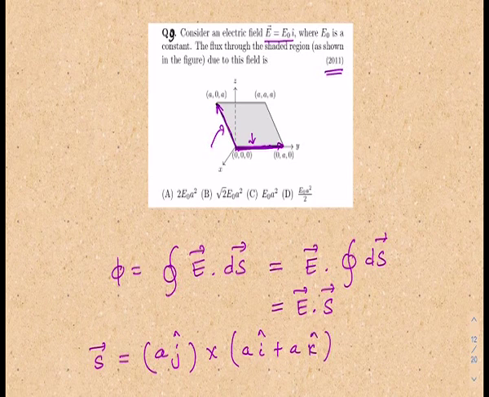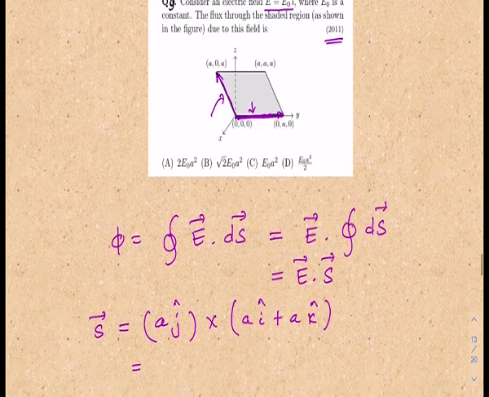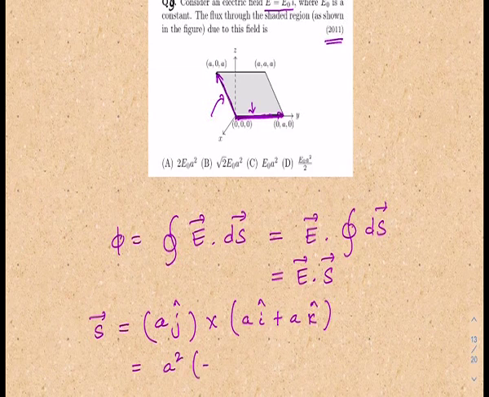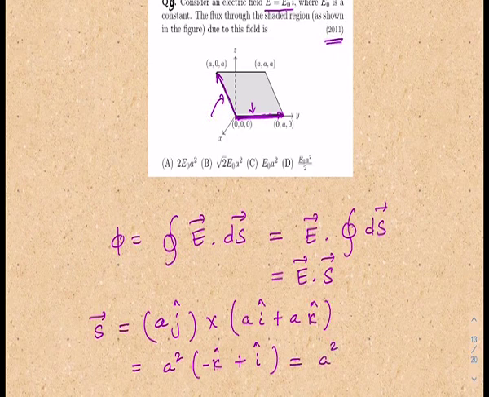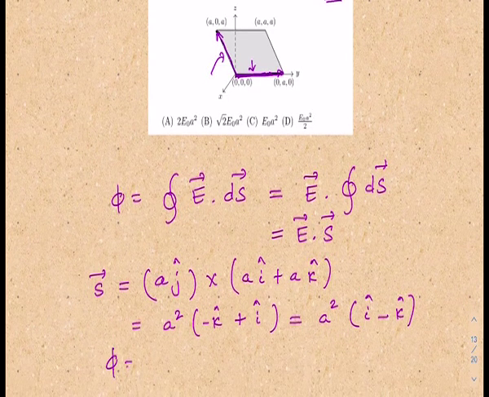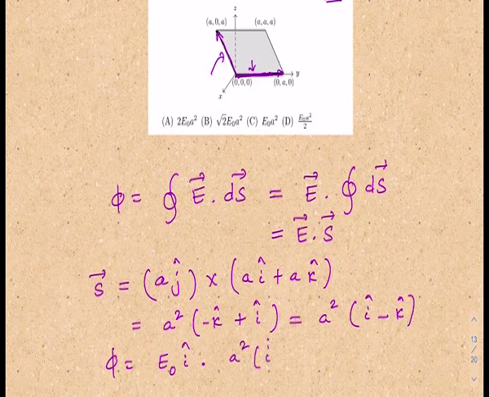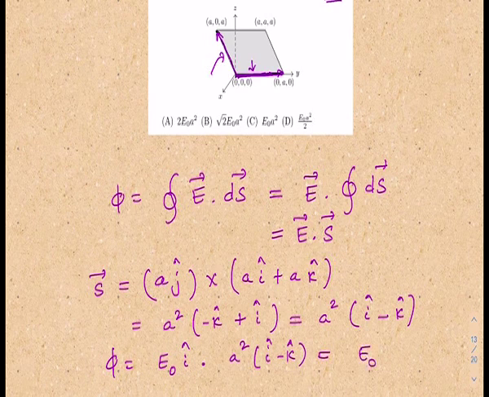If you do it, j cross i gives you minus k, so A square times minus k, and j cross k gives you simply i cap. So this is what you will have. I can write it as A square times i cap minus k cap. So the flux would be E dot S, which is E0 i cap dot A square (i cap minus k cap). It is very simple. You will have simply E0 A square.